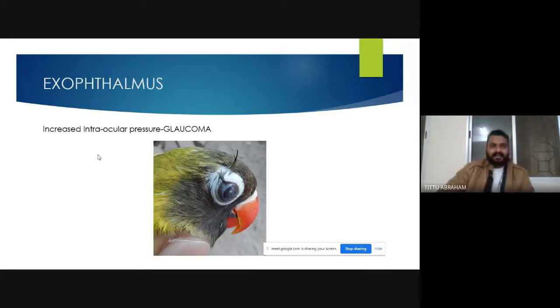Next one is exophthalmos, because the eye globe will come out. It will start to protrude out of the socket due to high intraocular pressure. It is called glaucoma. When there is normal pressure in the eye, it is fine, but if it is more than that, it will cause problems and the eye may come out.